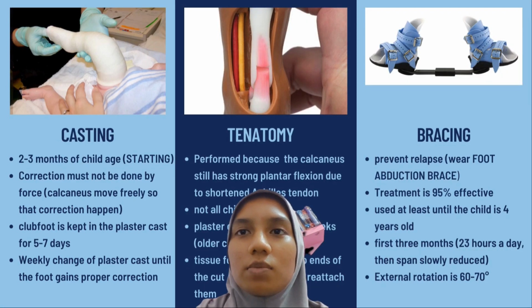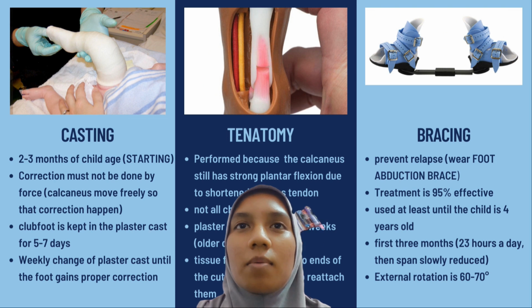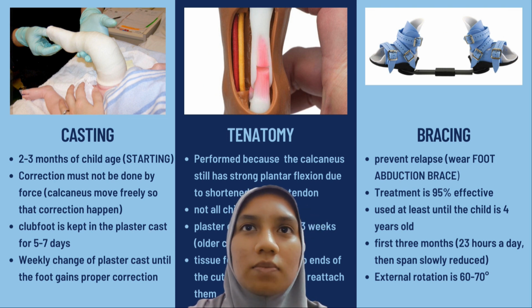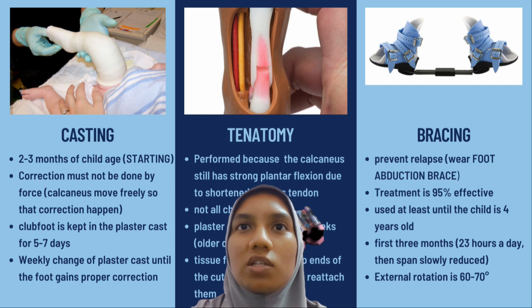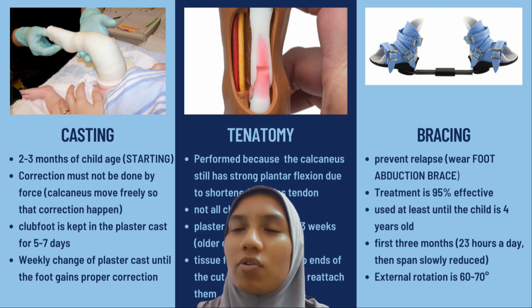The Ponseti treatment consists of 3 steps. First step is the casting, which can be done as early as 2 to 3 months of age. Correction must not be done by force, as the calcaneus needs to move freely so that the correction happens. The clubfoot is kept in the plastic cast for 5 to 7 days, and it is changed weekly so that the foot can gain proper correction.